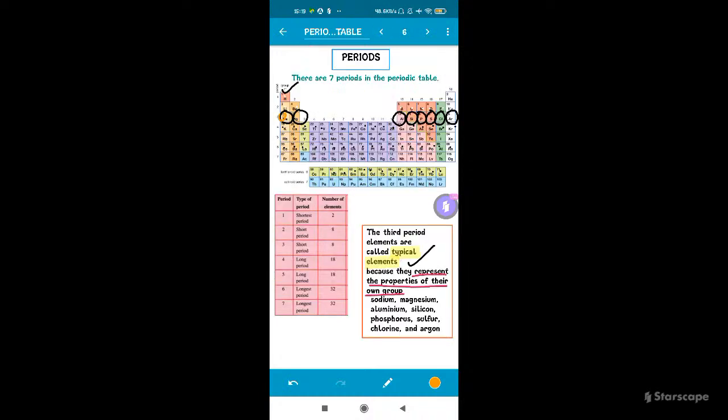Yes, sodium is in period 3, then phosphorus is also in period 3 and aluminium is also in period 3. So yes, we are correct about it. Now let's talk about its group.